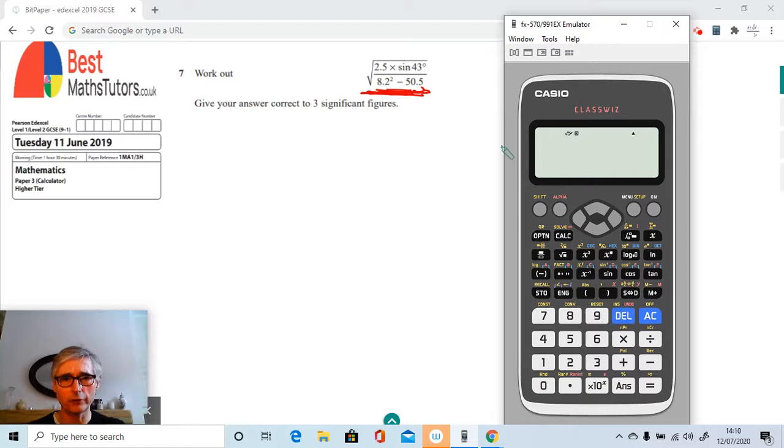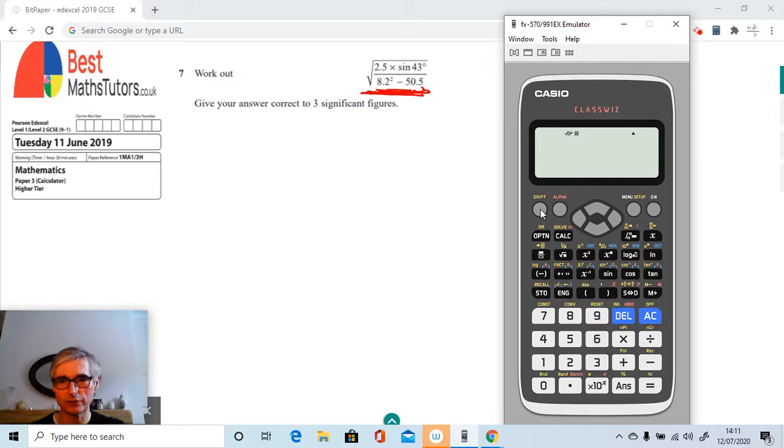So what we've got then, we've got the square root of this. And we can see that on the top of the fraction, 2.5 times sine 43. Now, my calculator's already set in degrees mode, and that's what the little circle shows me there. But we need to know how to set it to degrees mode, just in case you happen to be in an exam and you weren't in the correct mode.